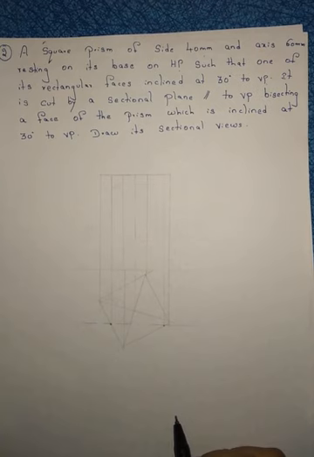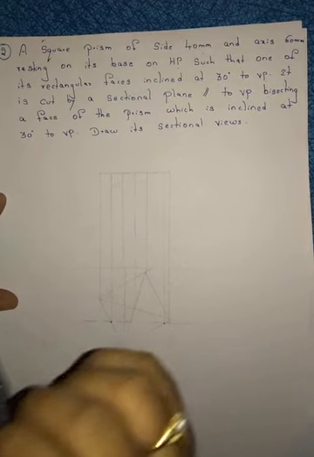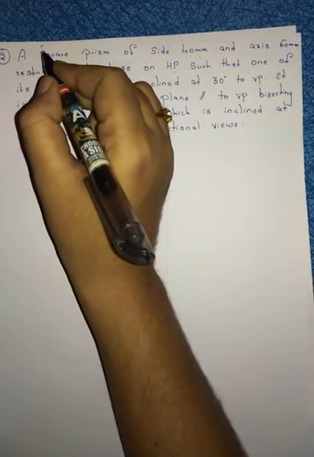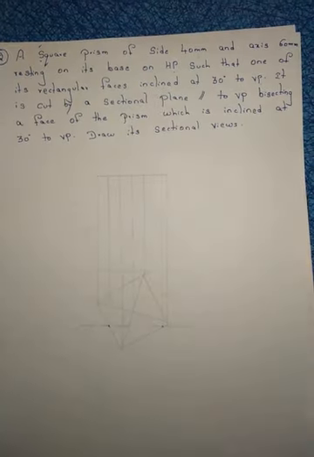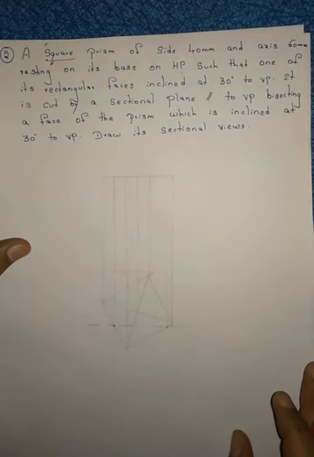So what I said after reading the question: divide this question into two parts. What is the first part? Name of the polygon. What is the name of the polygon here? Square, right? So the name of the polygon is square. You are going to construct a square.